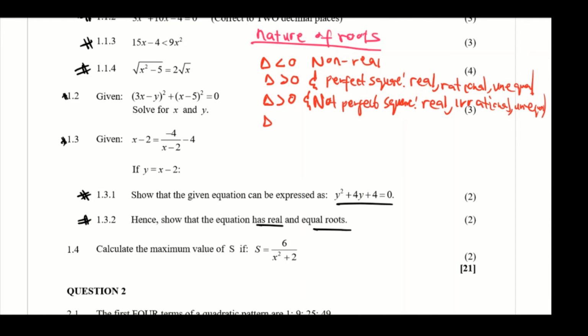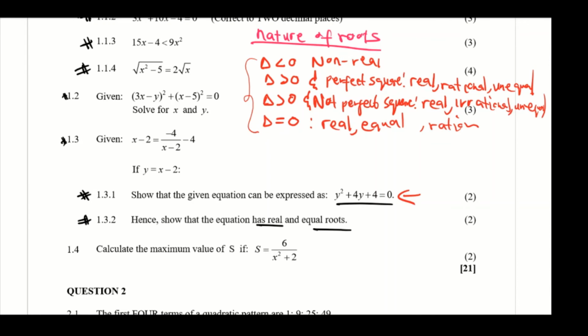If you have a discriminant that is equals to 0, then your roots are real, equal. They'll definitely be rational because they can be expressed as a fraction. So these are the nature of your roots. This is what you need to know for you to solve such problems. So here we are asked to show that the equation has real and equal roots. Which equation? This one that we just found.